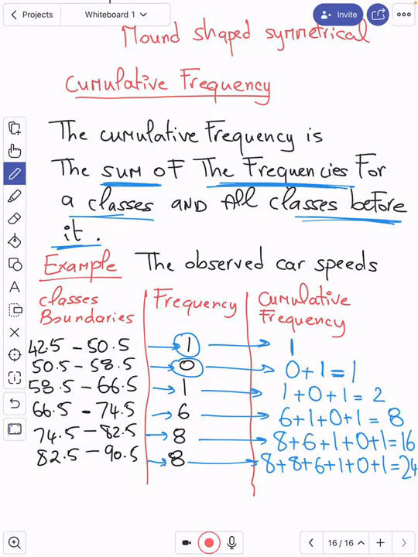All right. Does this make sense to you guys? Any question how I got this cumulative frequency? It's just the sum of the frequency of the class plus the frequencies of the classes before it.